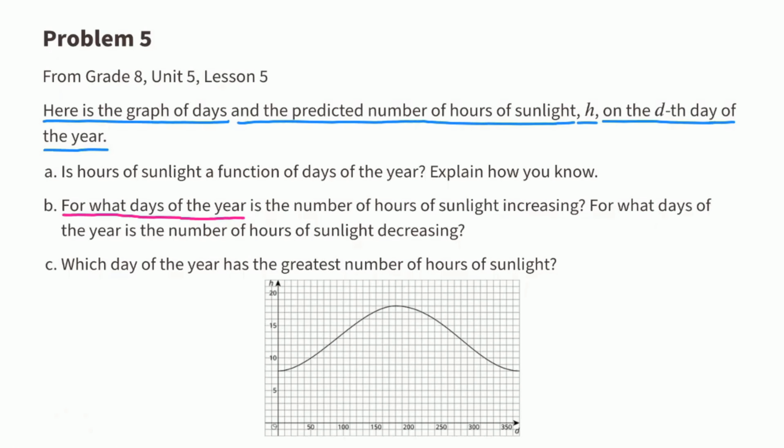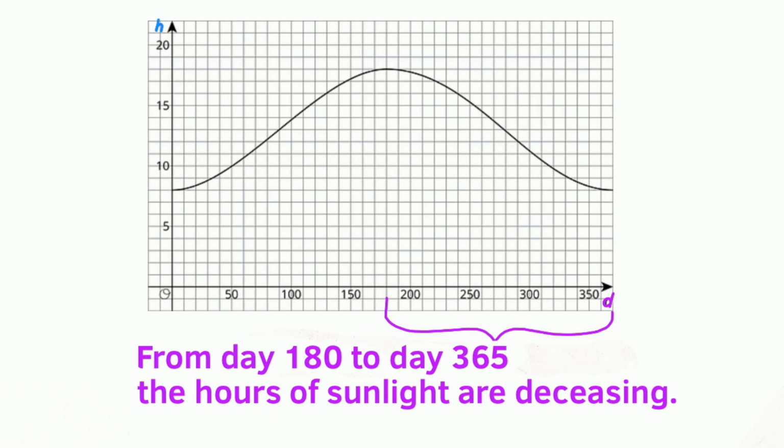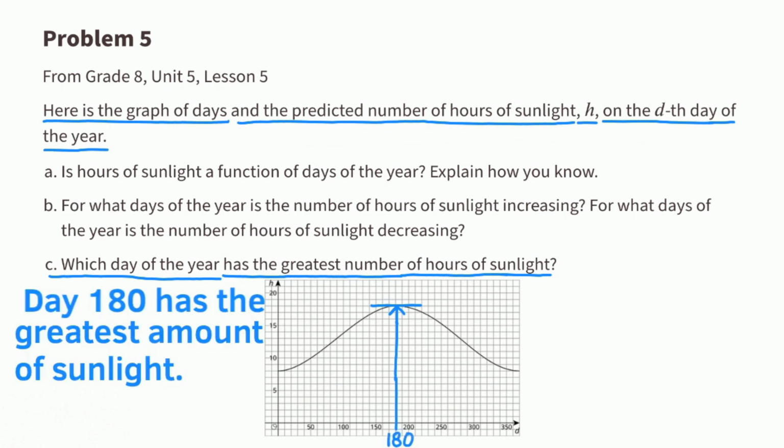B. For what days of the year is the number of hours of sunlight increasing? For what days of the year is the number of hours of sunlight decreasing? From day 0 to day 180, the hours of sunlight are increasing. And from day 180 to day 365, the hours of sunlight are decreasing. C. Which day of the year has the greatest number of hours of sunlight? The highest peak of this graph is day 180. So day 180 has the greatest amount of sunlight.